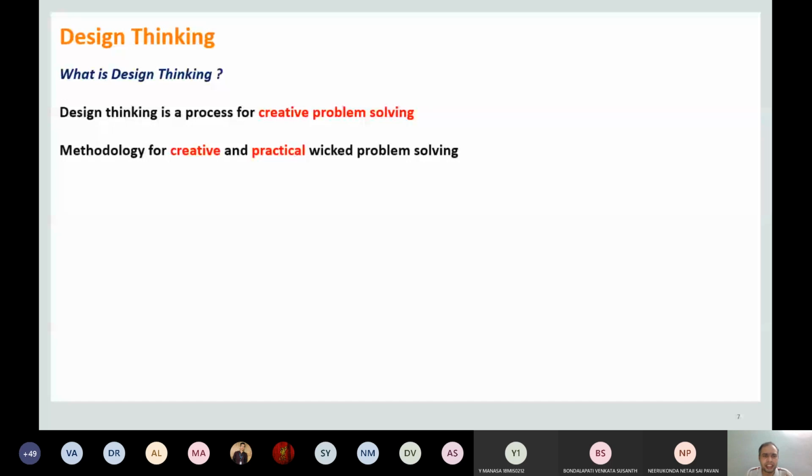When I say creative problem solving, that means scientifically or technically how we are going to approach, this methodology is going to be creative as well as a practical vehicle for problem solving. I say this because we don't know whether we'll get a solution or not, but we keep trying so that we end up making an innovative and creative product.